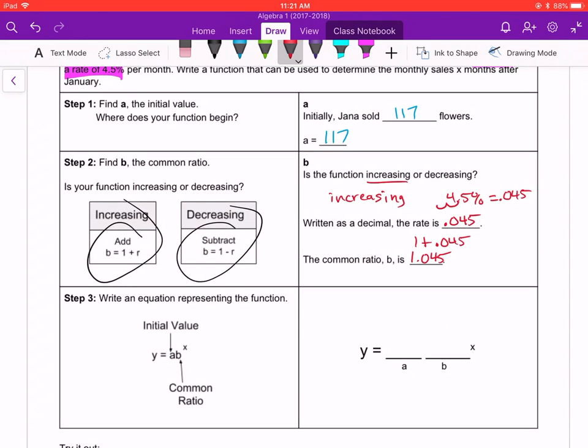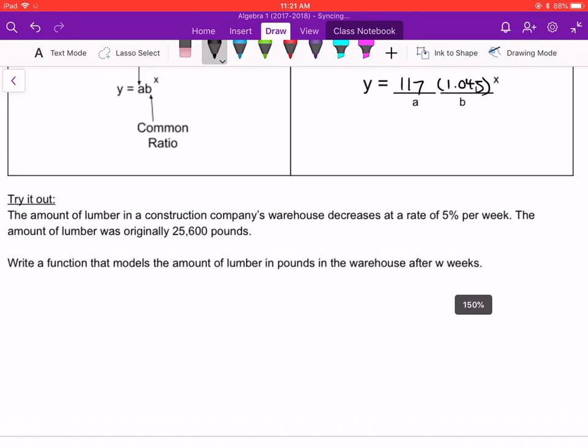Step 3, just write our equation. So we have the initial a here, that's going to be 117. And then we have the rate here, b, the common ratio. So that's going to be in parentheses 1.045, all raised to the x. You've got your exponential function. All right, let's do another example.